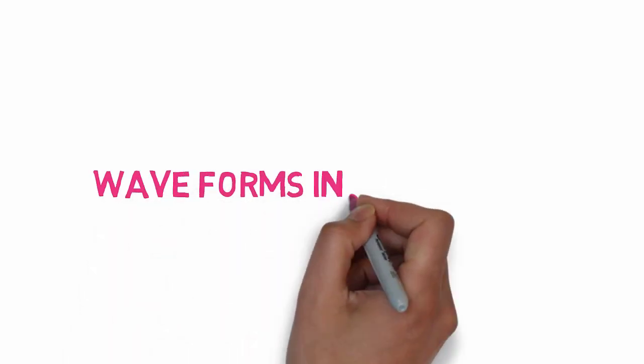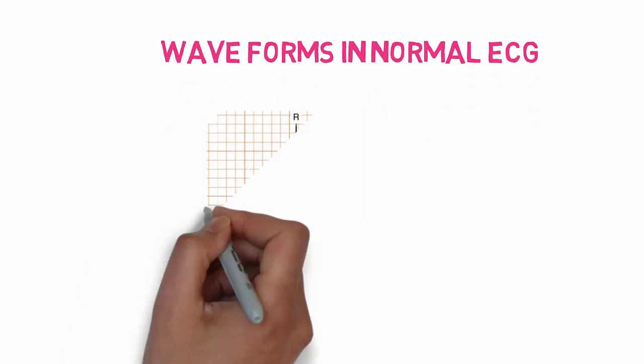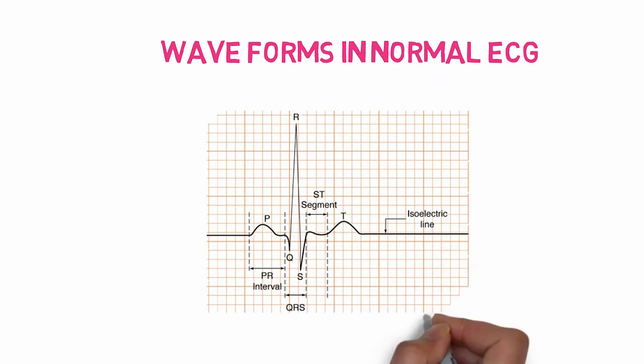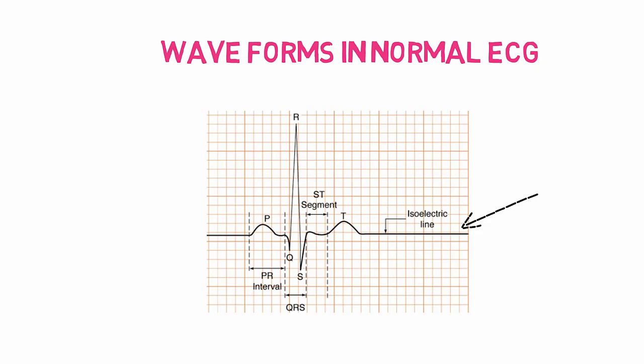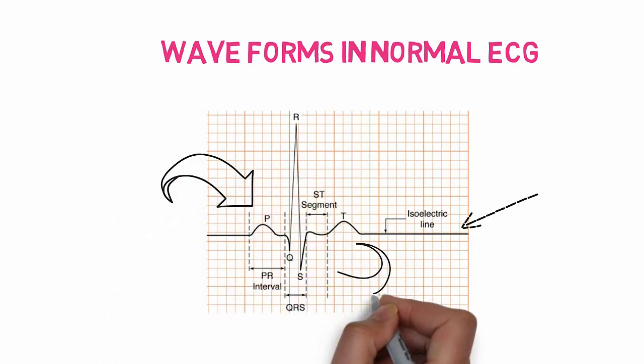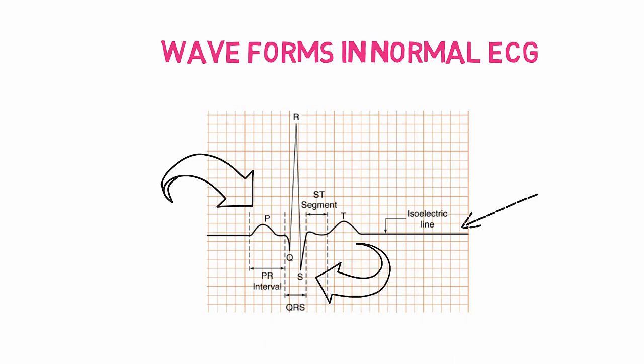We will discuss about the waveforms in normal ECG. These are the waveforms found in an ECG during a normal cardiac cycle. Here we can find 3 different patterns. They are, number 1, an isoelectric line, which is straight in shape, number 2, positive deflection, that are above isoelectric line, and number 3, negative deflection, that are below isoelectric line.